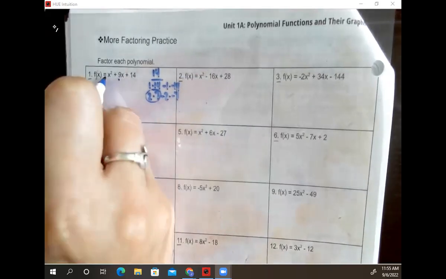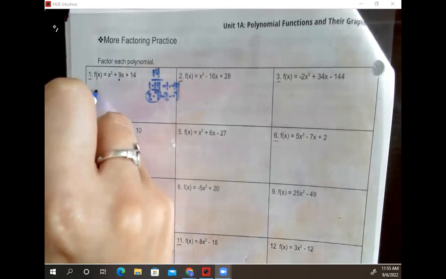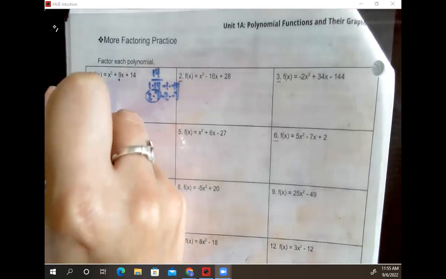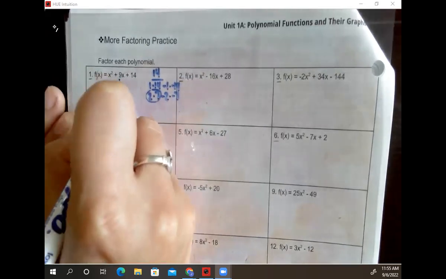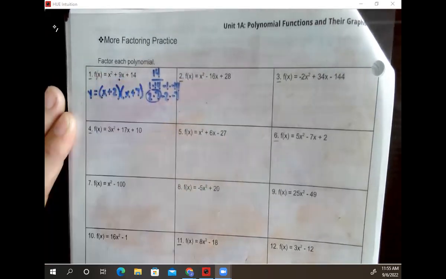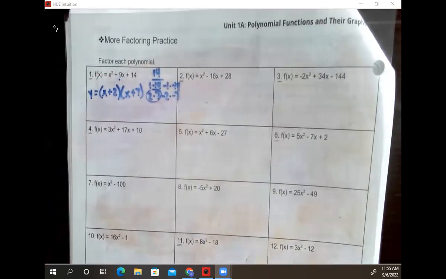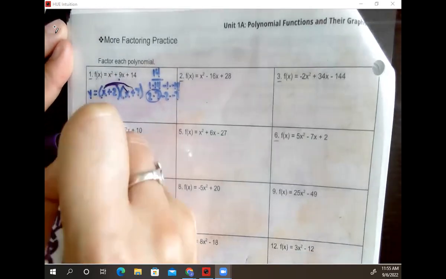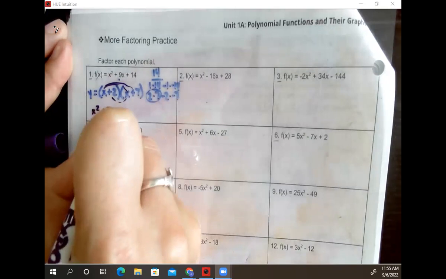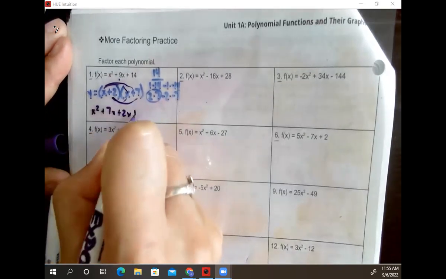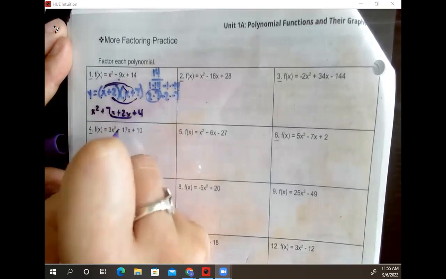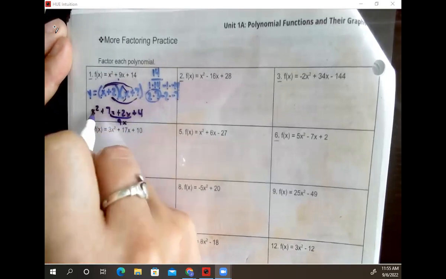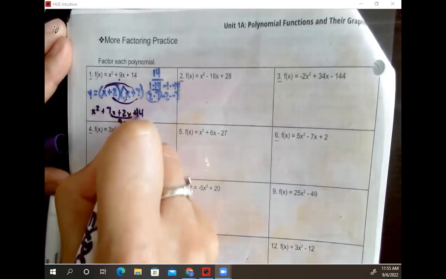So 2 and 7. And then again, since our lead coefficient is 1, we can hop straight to our factored form, which would be x plus 2, since this is a positive 2, times x plus 7, since I've got a positive 7 there. Remember that you can always check your factoring by multiplying it back together. So I'm going to do that just on this first one. If I were to multiply this back together, x times x gets me x squared plus 7x plus 2x plus 14. If I combine like terms in the middle, 7x and 2x is 9x. So I would have x squared plus 9x plus 14.